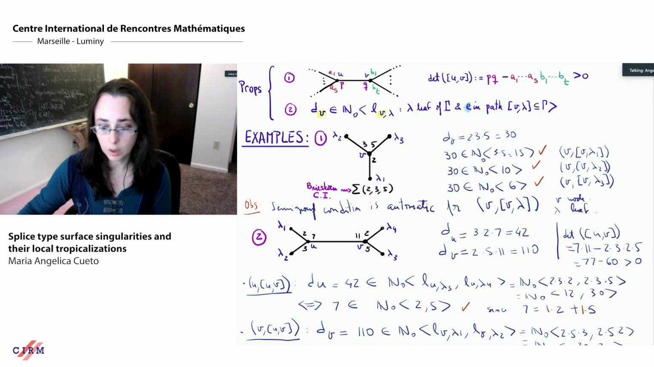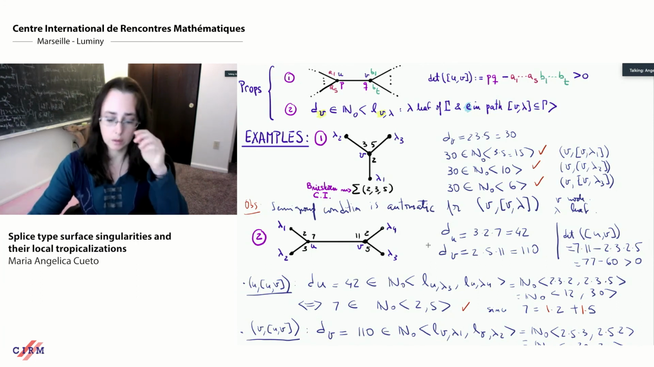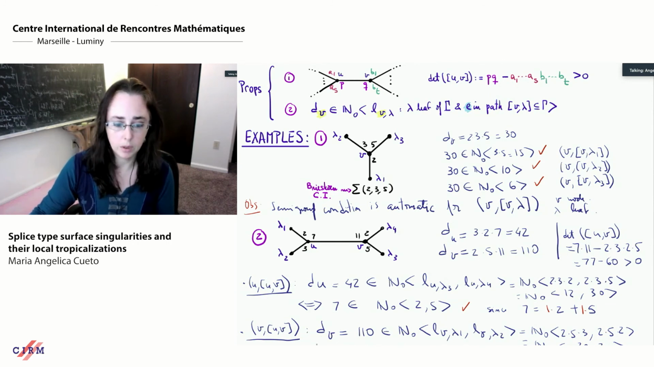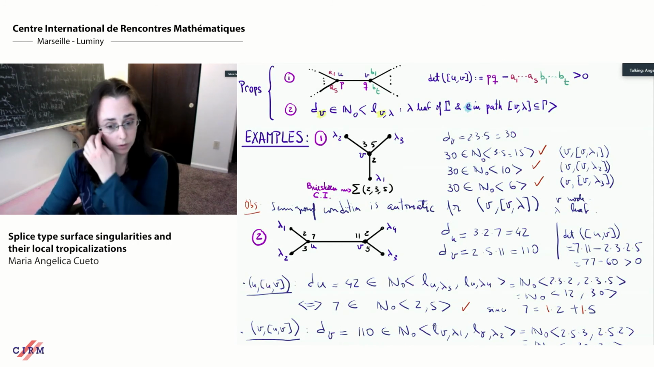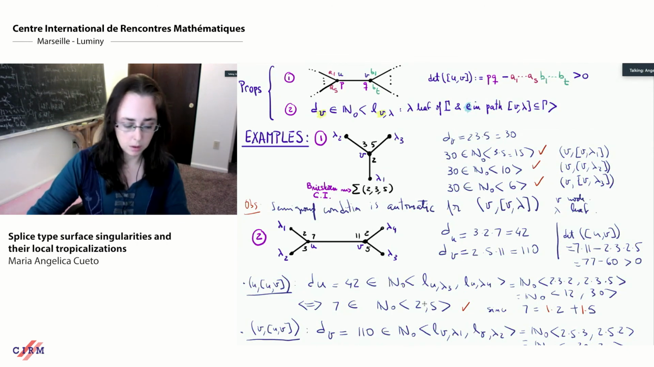Or I can look at 11 and say, well, it's going to be obtained as adding 3 copies of 3, and then I have 1 copy of 2. So those are the two ways of writing this down. But at least I have to have one way to write every d_v in terms of the semigroup. Okay, so that's the situation.